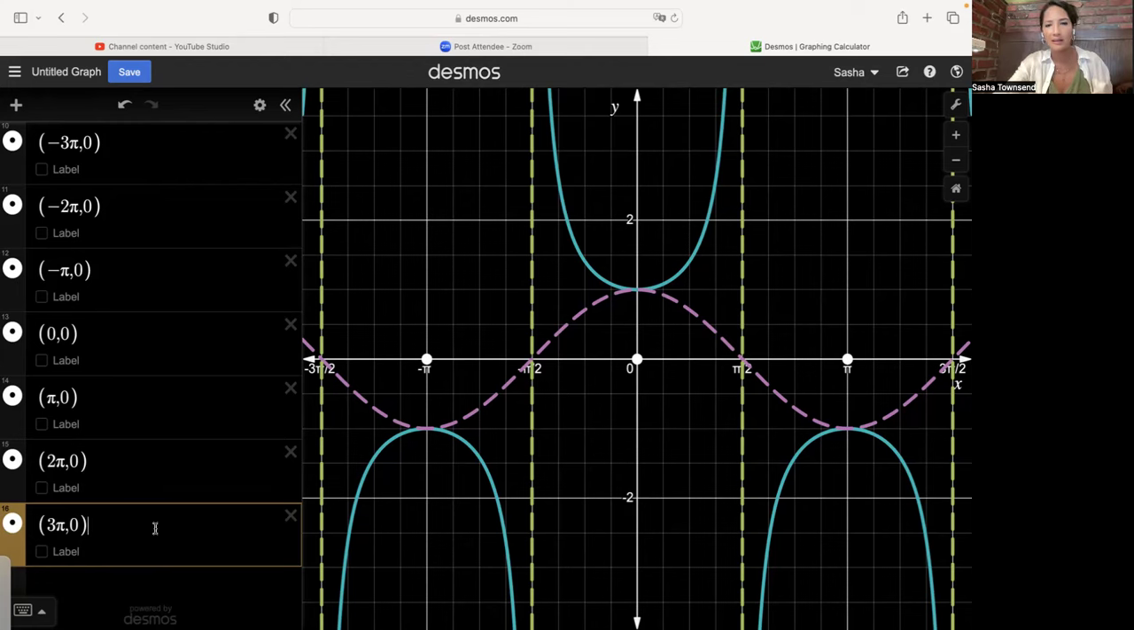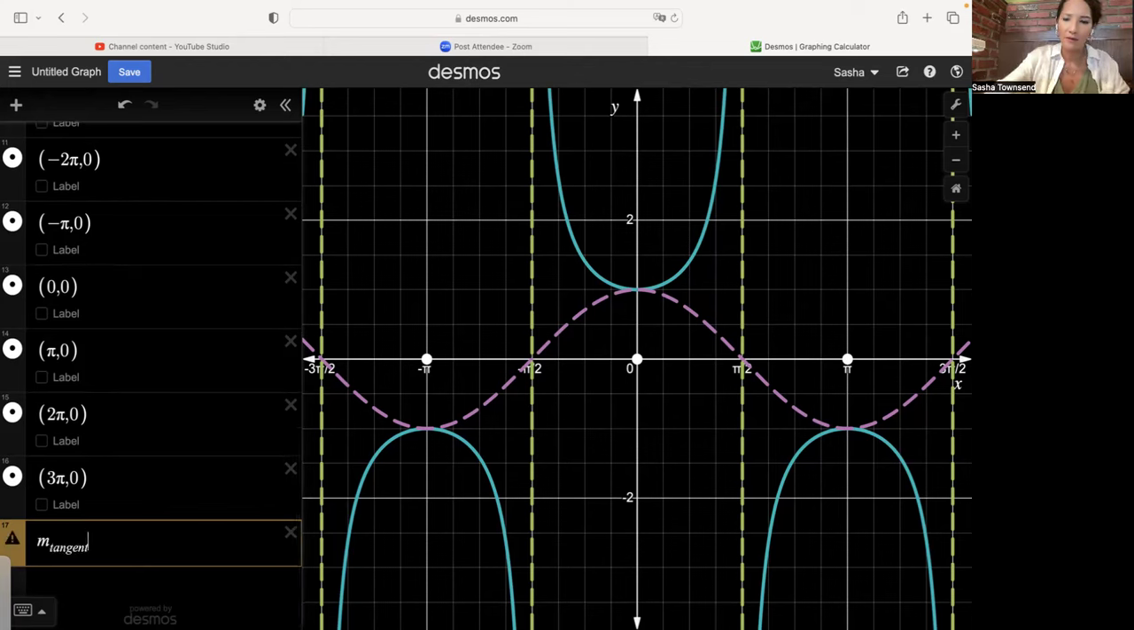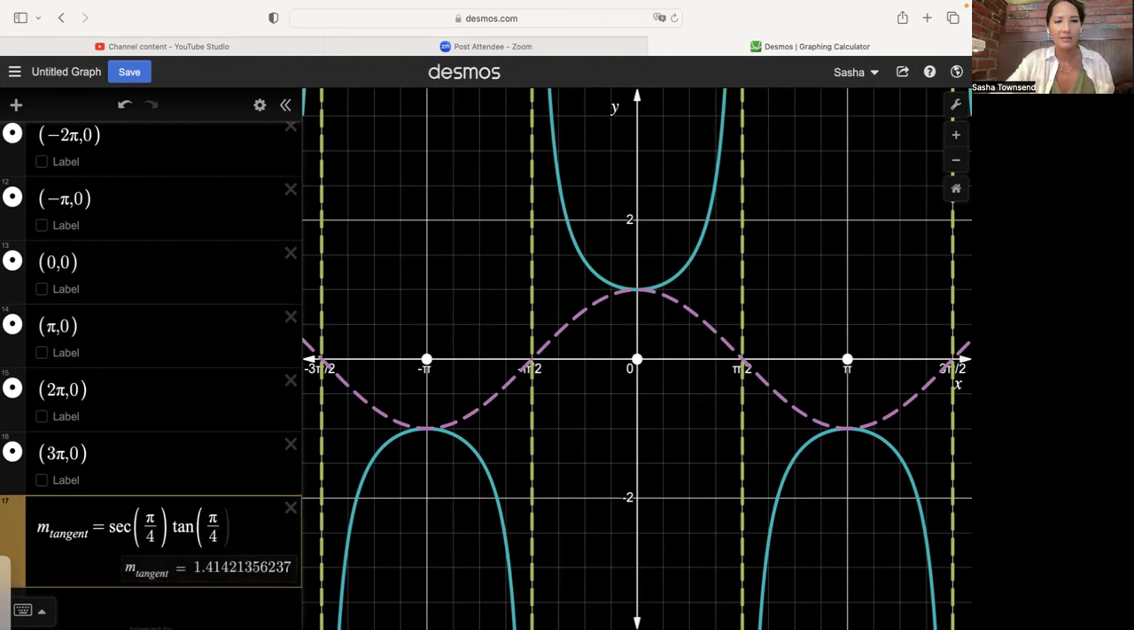Let's say we want to draw the tangent line at x equals pi over 4. Well, that tangent line is going to go right through here, and then it's going to have the same function value as the secant graph, and then we'll have a slope given by secant of x times tangent of x. But let's see. If I want to graph the tangent line at pi over 4, we'll find f prime at pi over 4. Actually, I'll just write m tangent equals secant of pi over 4 times tangent of pi over 4, because we know this derivative of secant is secant times tangent.